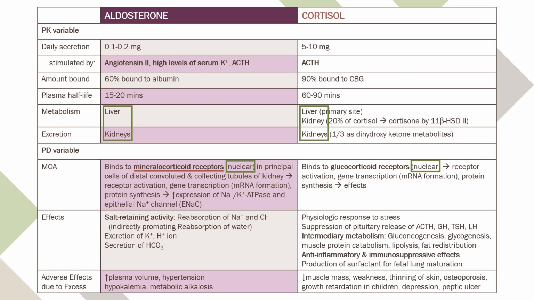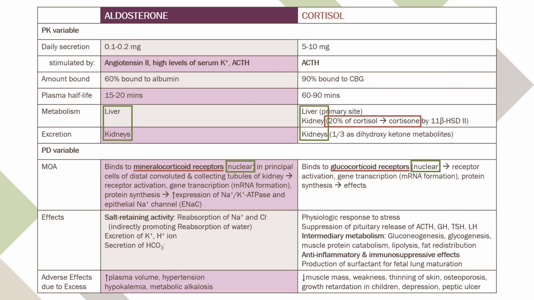Mineralocorticoid receptors bind both aldosterone and cortisol with similar affinity, but because 20% of cortisol is converted to cortisone, which is its inactive form, cortisol has much less mineralocorticoid activity. In contrast, the glucocorticoid receptor binds to cortisol with affinity 10 times greater than that for aldosterone, so aldosterone has minimal glucocorticoid activity.